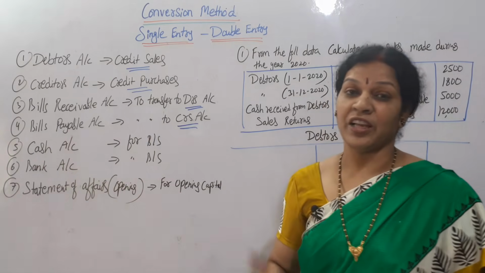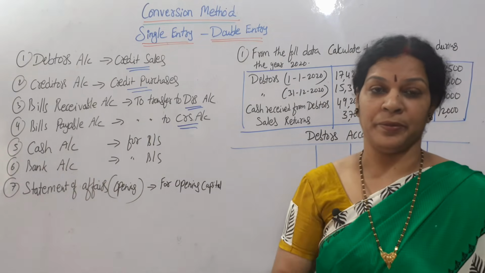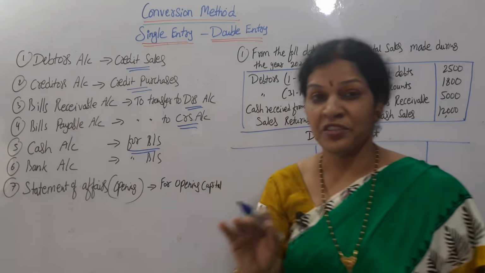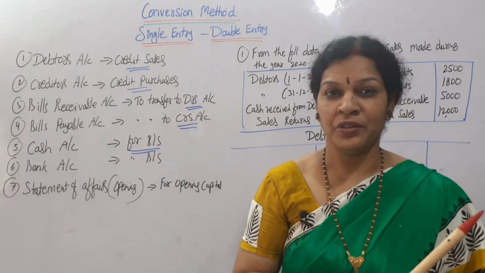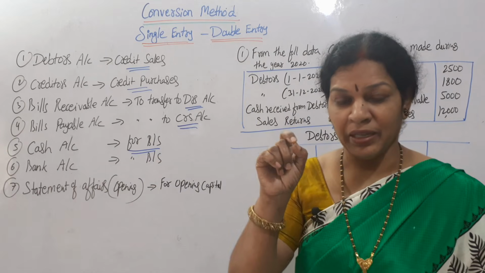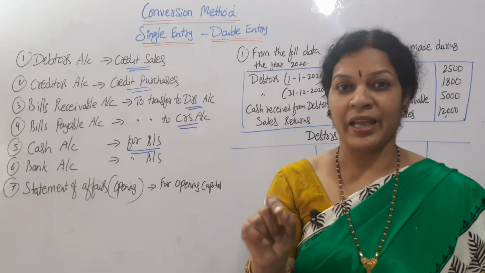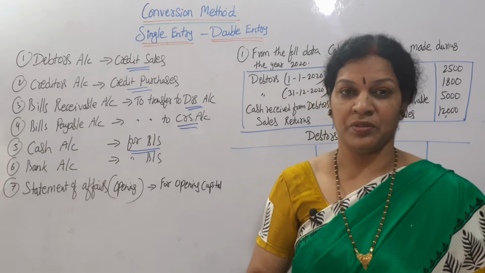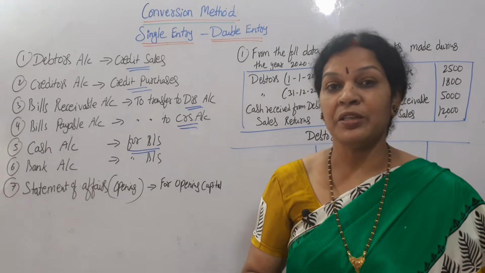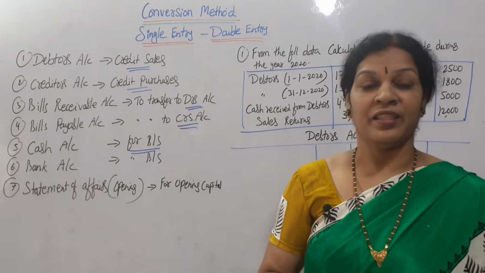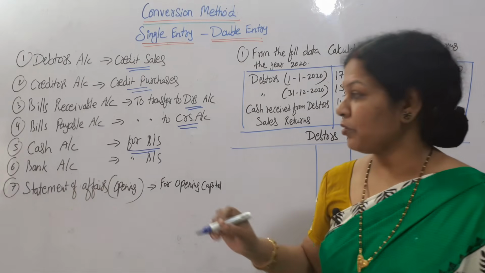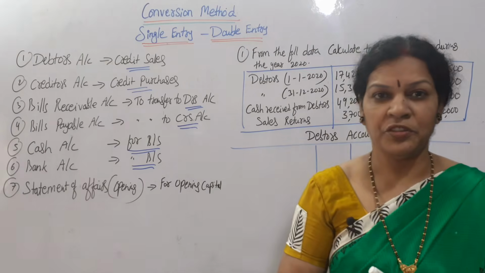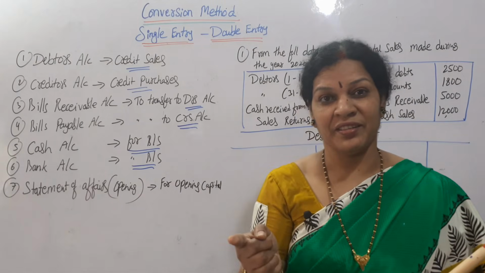And the next one is that the cash account also we have to open. Why open the cash account? For the balance sheet. In the balance sheet we always write cash in hand, no? So to write the cash in the balance sheet on the asset side, we open the cash account. And if any information related to the bank is there, then we open the bank account also. Why do we open the bank account? For the balance sheet. In the balance sheet we write cash at bank, isn't it?